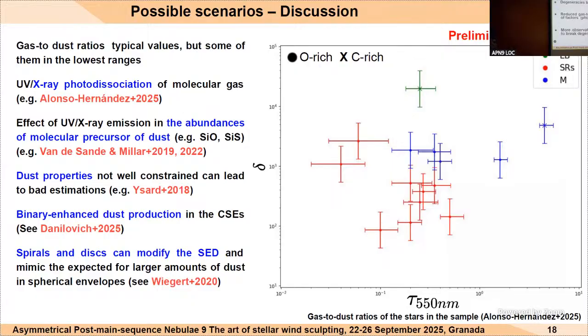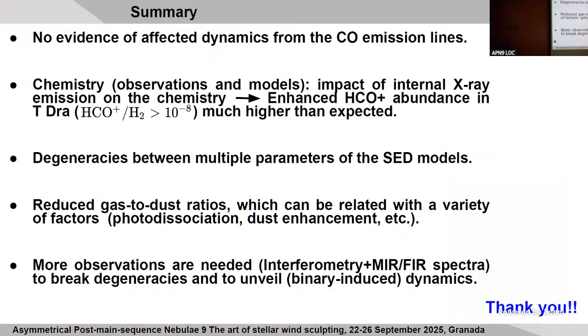Okay, so here is a summary of the main conclusions. There is no evidence of affected dynamics in the CO emission lines. We did the first characterization of the impact of internal ultraviolet and X-ray emission on the molecular chemistry. There are important and multiple degeneracies between the SED parameters. We have found some very reduced gas to dust ratio, which can be related to a variety of factors. And finally, more observations are needed, especially interferometric and near and far infrared spectra.